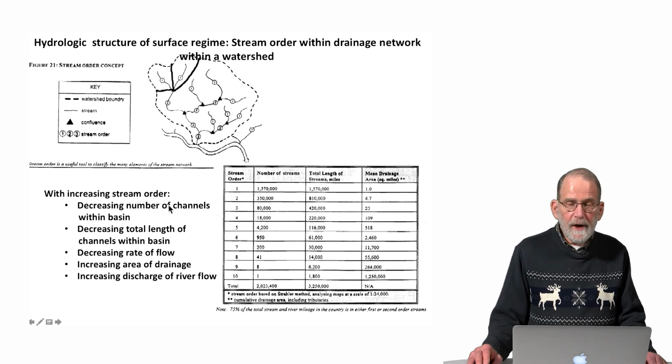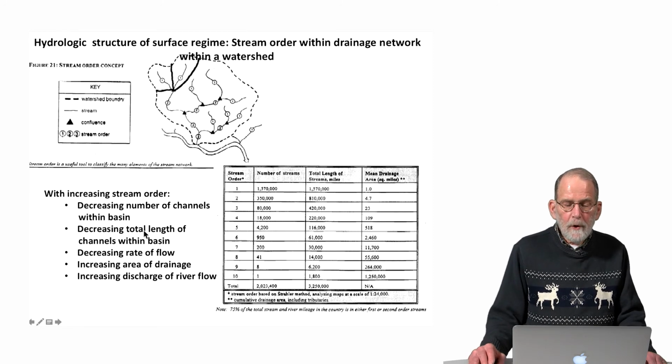So as stream order increases, we move from first to second to third. The number of channels within the basin is going to decrease. We go from 1.5 million first order channels to 8 ninth order channels. We're going to get decreasing total length of channels within the basin. This is the total length of streams by order within the Mississippi River Basin.